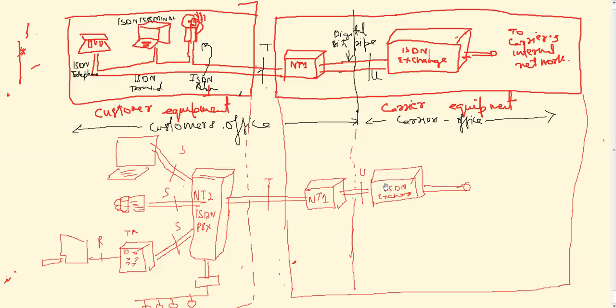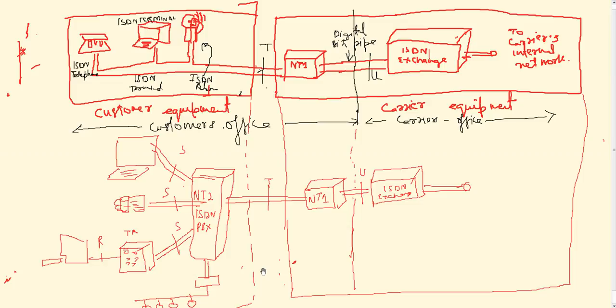Now CCITT has defined some reference points. CCITT stands for Consultative Committee for International Telegraphy and Telephony. It has defined some reference points, as you will see. I'll discuss them, like S, T, U, and R. You're seeing a lot of things there, so we can discuss them. What are basically these? And what reference point am I talking about?